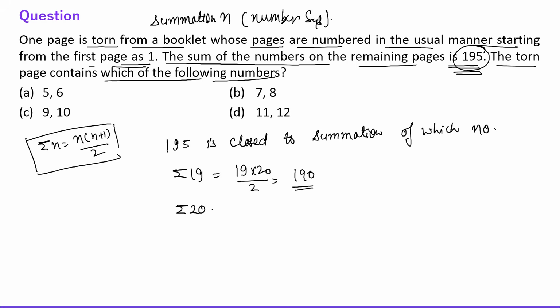So sigma 20. Sigma 20 is what? 20 into 21 divided by 2. So this is 210. Yes. It means initially the booklet must have 20 pages.